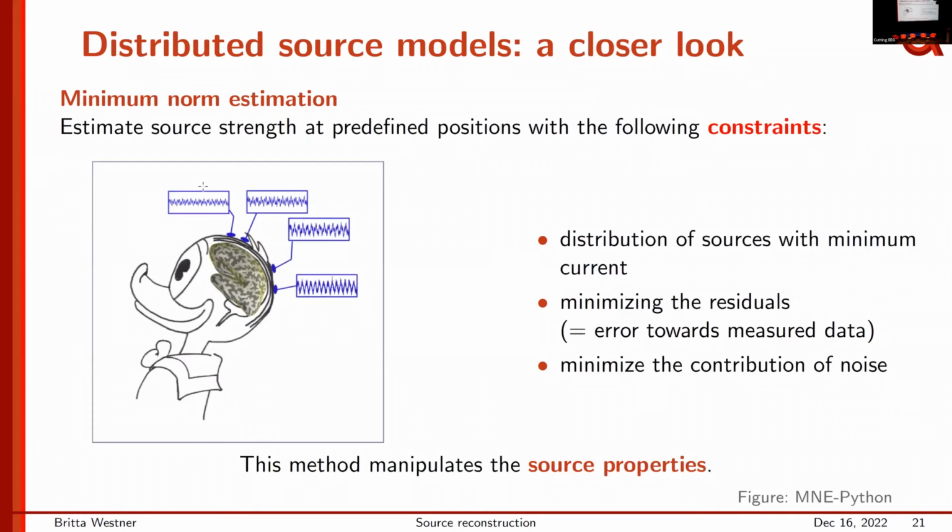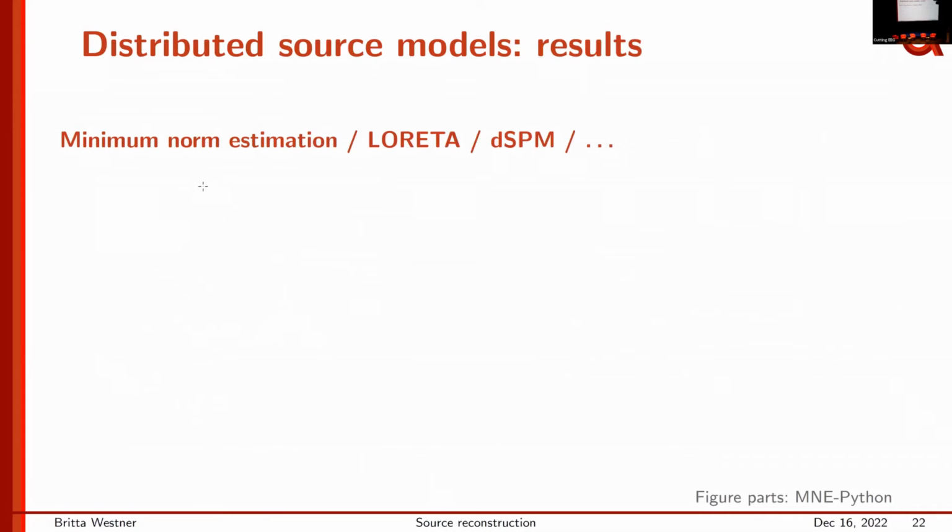Your previous slide, these three constraints, are they aligned, or is there a conflict between any of them, and do you get trade-offs? It gets solved for all of them together, but we have different distributed source models that fall into this family, and they pose different weight onto those constraints. So we, for example, have minimum norm estimation. You might have come across those terms. We have LORETA or sLORETA, we have dSPM, and they would change a bit how those constraints are formalized in the model.